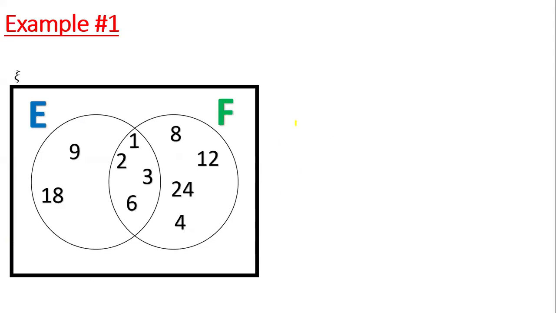Elvin Glass, where's Elvin? Yes, sir. What are the elements in set F? 8, 12, 24, and 4. What else? All of it. 1, 2, and 6. Very good. All of F. Very good. And Fiani, what are the elements in F as well? The elements in F are 1, 2, 3, 6, 8, 12, 24, and 4.